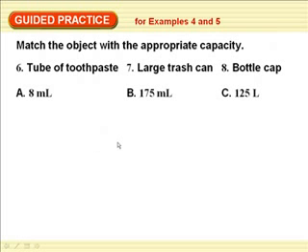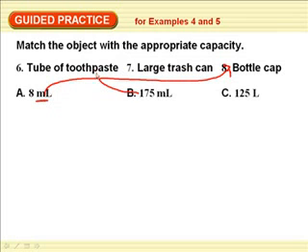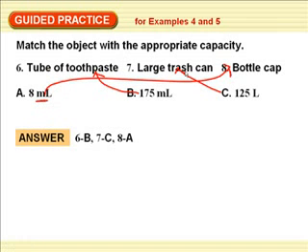Match the object with the appropriate capacity: the tube of toothpaste, a large trash can, and a bottle cap. A tube of toothpaste, pretty small. I would say that's eyedroppers. A bottle cap, I think, would be 8 eyedroppers. Well, I don't know. I'm really bad at this. A tube of toothpaste, we're going to say this. And a large trash can, we're going to say 125 liters. Let's see if we agree. 6 is B. Yeah. 7 is C. And 8 is A. Did pretty good right there.